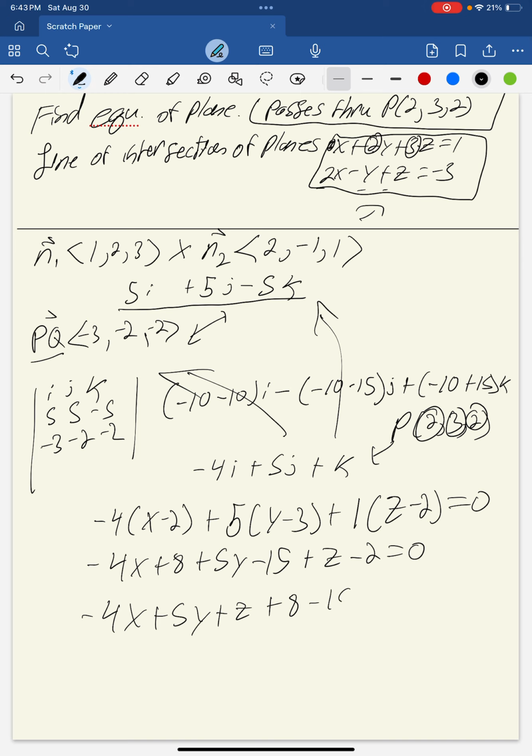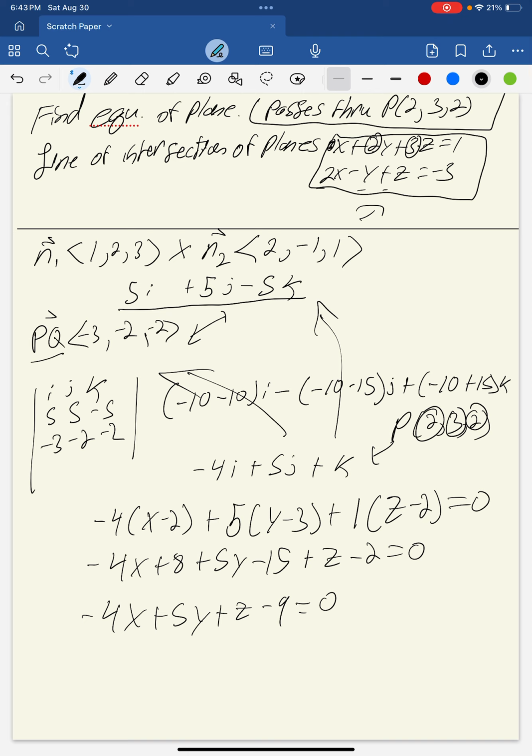And we're just going to separate these variables to make it a little simpler. Plus 8 minus 15 minus 2 equals 0. So this will be 6 minus 15, which equals -9. So these equal -9, and they're equal to 0.